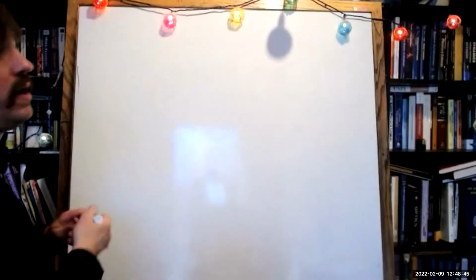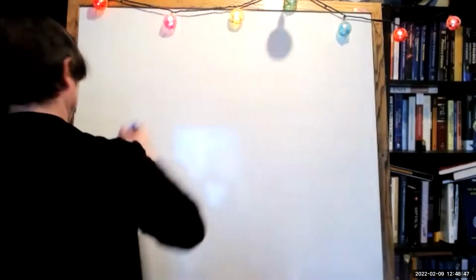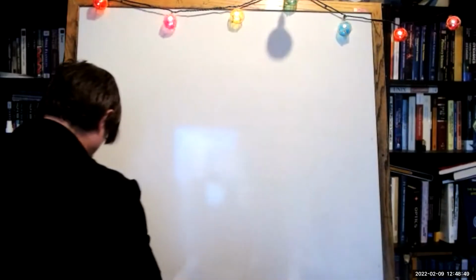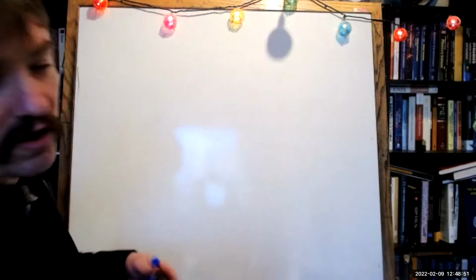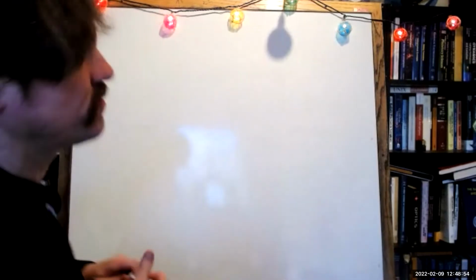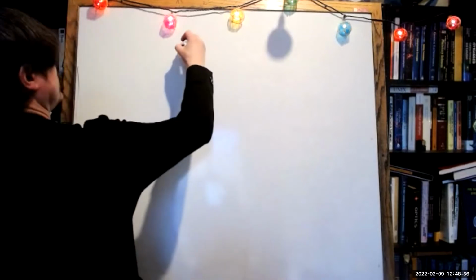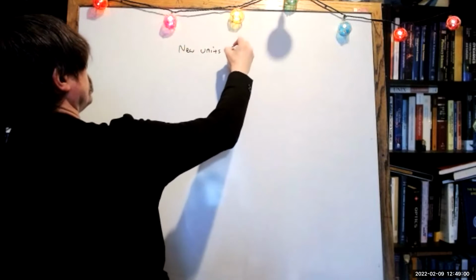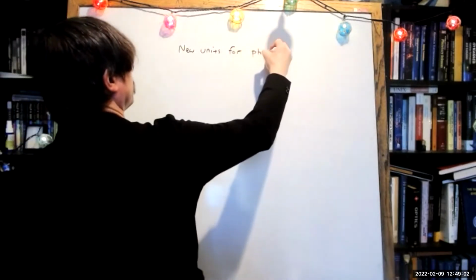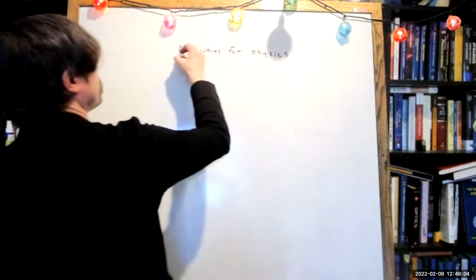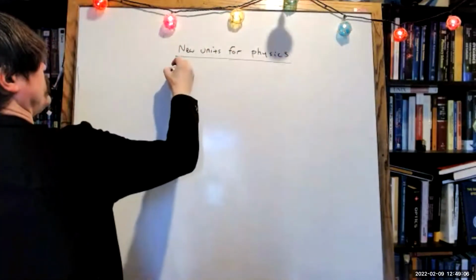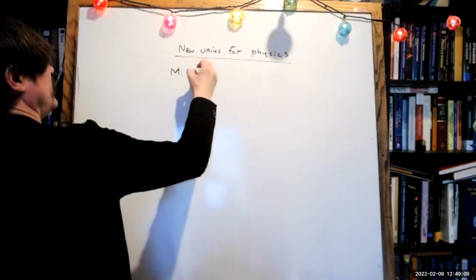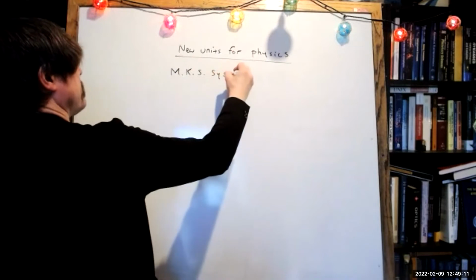First of all, in physics, we're going to be using a new set of units. Units are often the key to understanding physical quantities, okay? So let's talk about new units for physics, okay? And they are known as the MKS system.